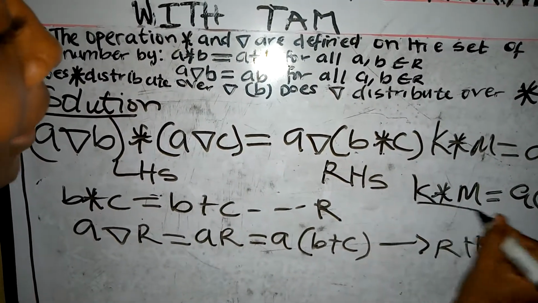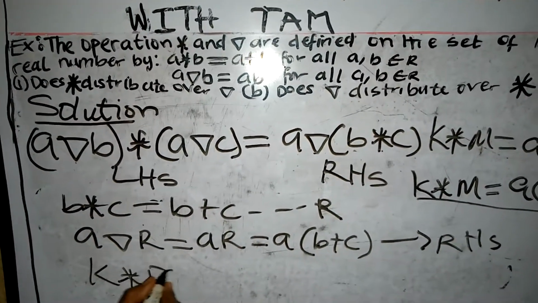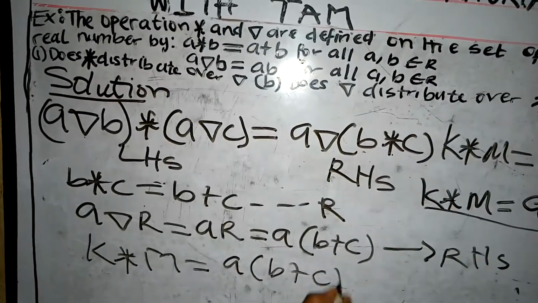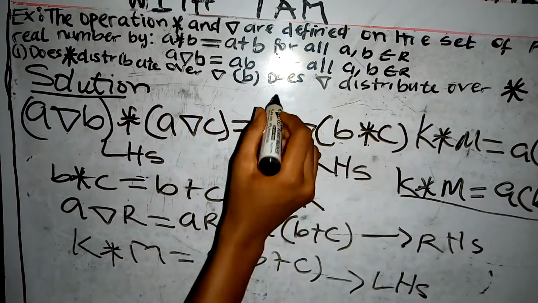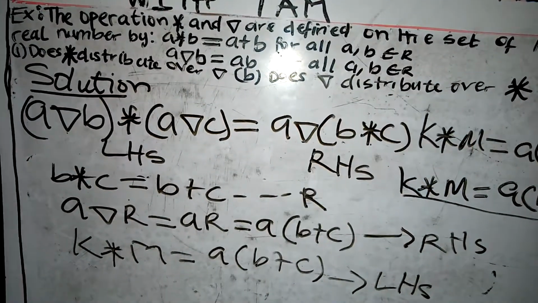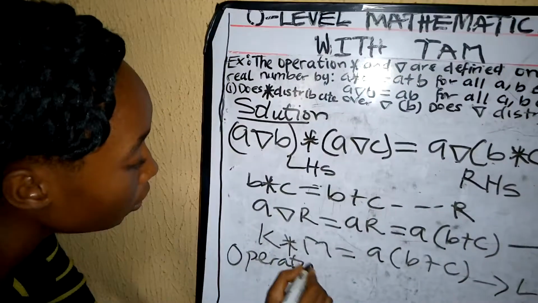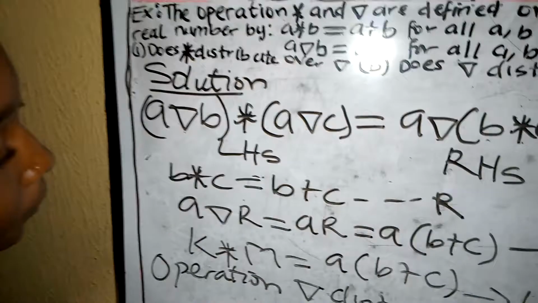For the left hand side, K star M, which is A into B plus C. Since the answers are the same, we say that operation grad distributes over what? Operation grad distributes, therefore operation grad distributes over star.